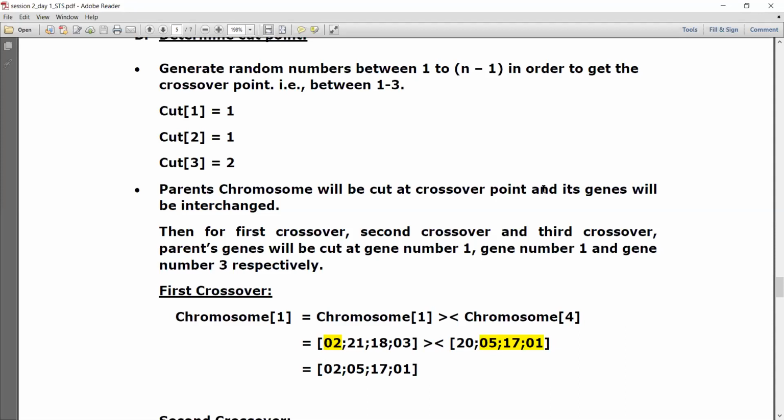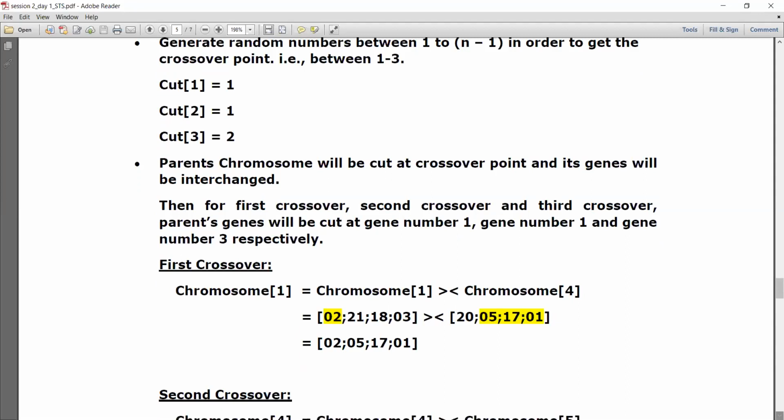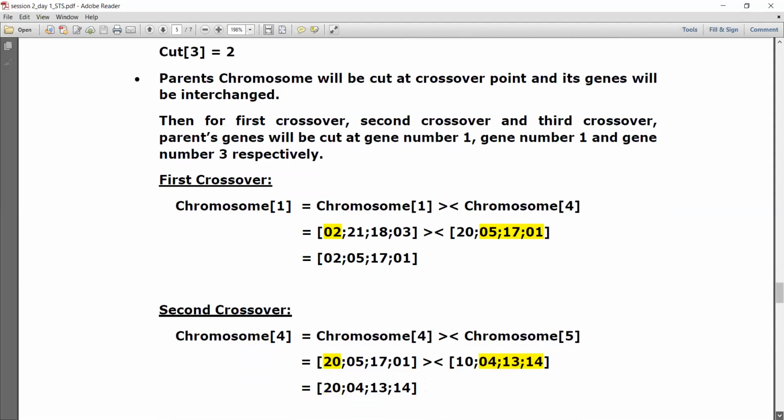So let us generate 3 random numbers between 1 and 3. And those random cut points are 1, 1 and 2 here. This is example 1, 1, 2. So for the first crossover, the cut point is 1. For the second crossover, the cut point is 1. For the third crossover, it is 2. Let us conduct the first crossover here.